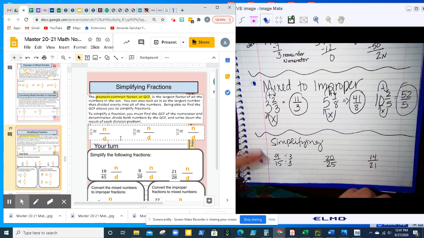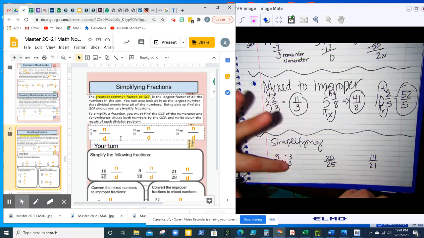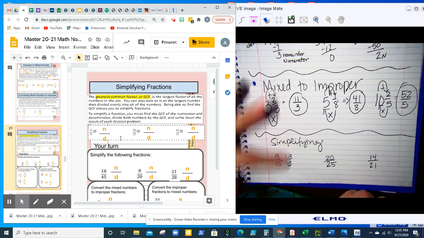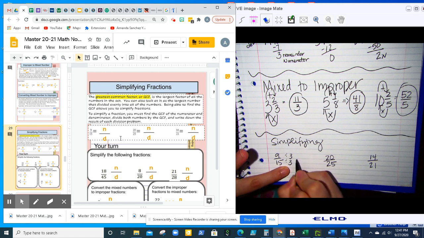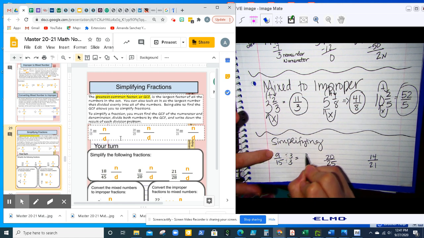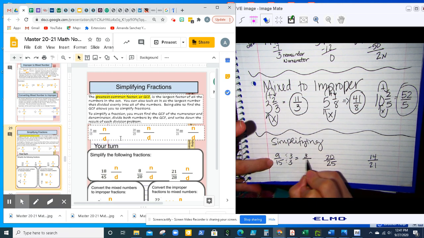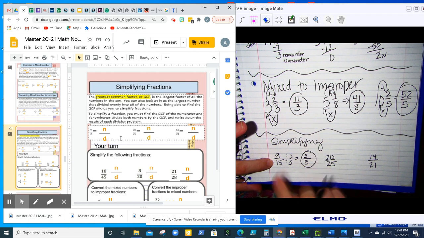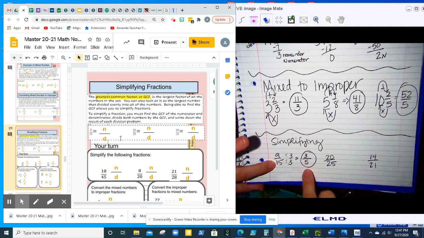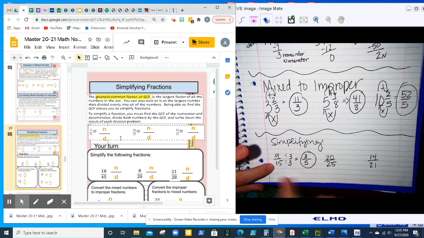So you want to divide by the greatest number they have, which is 3. 3 can go into 9 and 3 can go into 15. And you have to be dividing by the same number. You can't have a 3 here and a 5 here. It won't work. So 3 can go into 9 3 times, and 3 can go into 15 5 times. So 9 over 15 is equivalent to 3 over 5. They're equal to each other.